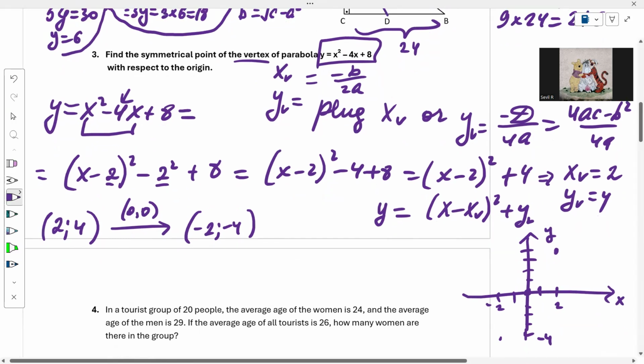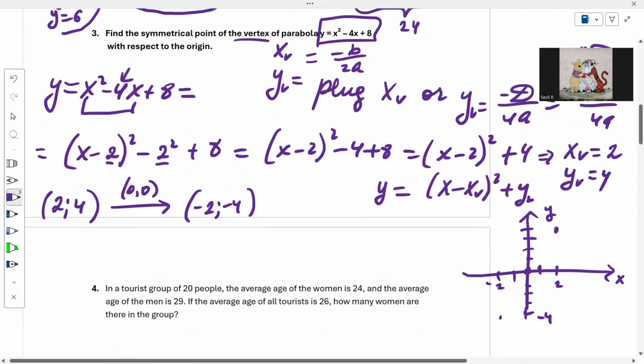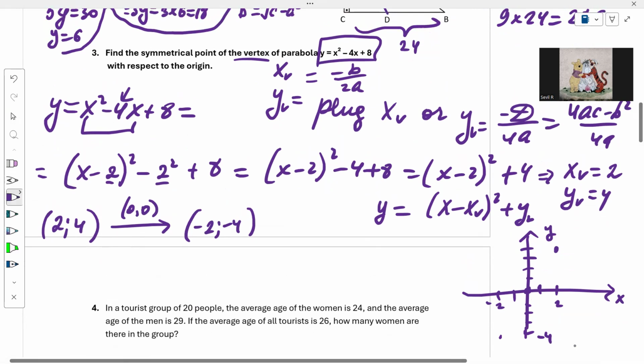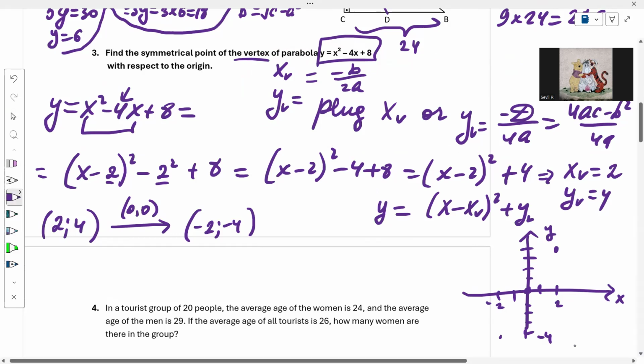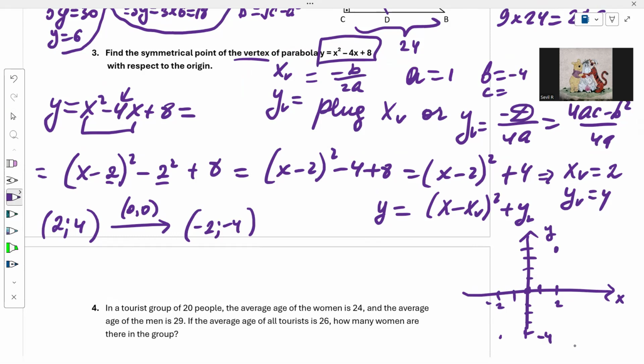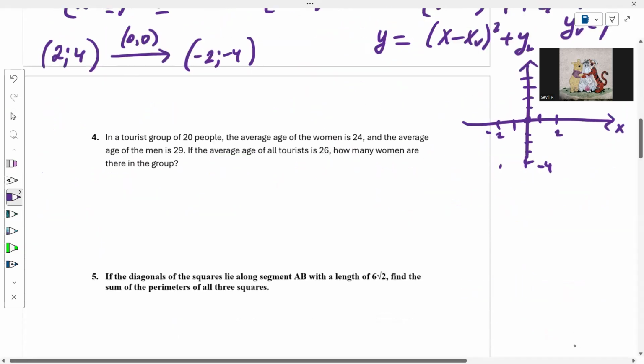We have had to find the symmetrical point of the vertex. Hope it's clear. If you do it with this way, it's fine. It's the same answer. Here you will say that A coefficient is 1, B coefficient is negative 4, C coefficient is 8. Just check with this way if you can get the same answer. Next question is number 4.